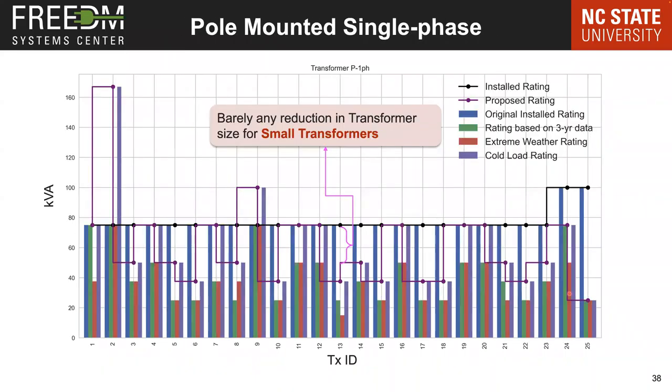Now, similarly, if you look at smaller transformers, which are pole mounted transformers, you can see the already installed rating is around 75 to 100 kVA. These are not big transformers, and you can see sometimes your proposed rating can go above what you already installed for smaller ratings. You can also realize that the saving that we propose is not significantly high, so it may not make economic sense to replace these transformers.